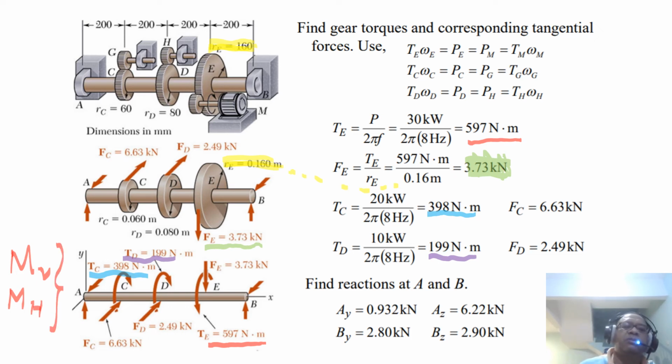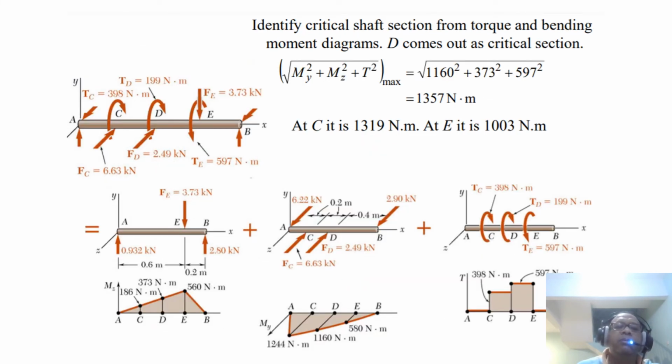So what do we need? How do we find the maximum bending moment? We can draw the moment diagram. So here is a moment diagram, M squared plus, so we identify the critical shaft section from the torque and bending moment diagram. Okay, so we need to draw the torque and also the bending moment diagram.